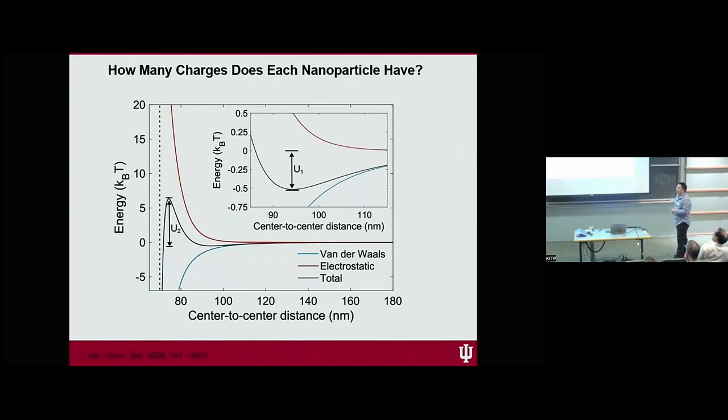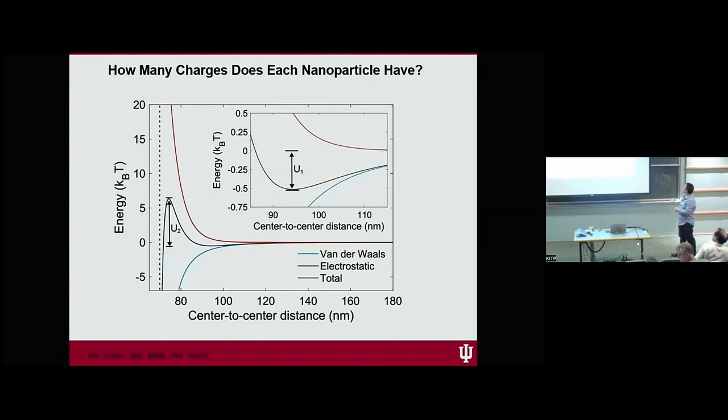Specifically, we know that in order for them to crystallize, there are two interaction forces. There's the van der Waals attraction between the gold cores. There's also electrostatic repulsion. And if you sum the two interactions based on DLVO theory, in order for the crystallization to take place, there should be a small attraction well at longer distance, followed by a shorter distance barrier that prevents the particles from irreversibly aggregating. However, there's no theory that tells us exactly what the magnitude of U1, this well, and U2, this barrier, need to be in order to predict crystal formation.